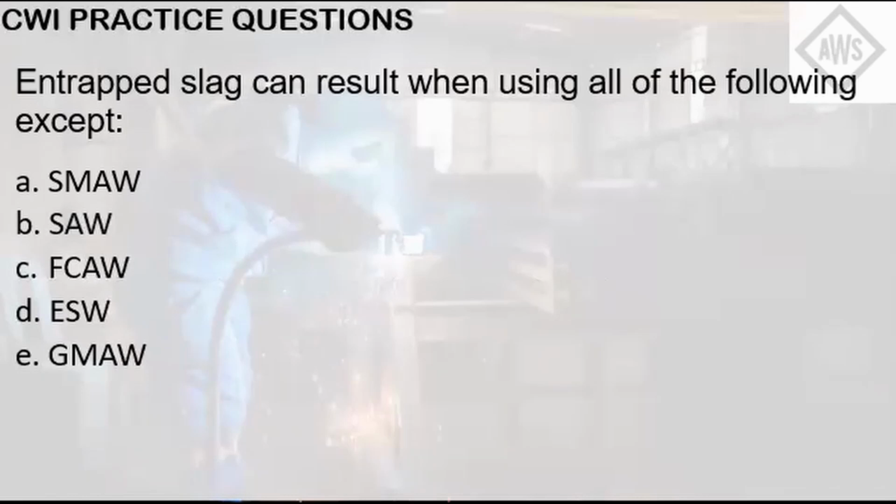Entrapped slag cannot be a result of GMAW because of the absence of flux. GMAW does not have flux. All of the processes here in the choices have flux in one form or the other. SMAW and FCAW have flux coating and flux core respectively. This flux produces slag. SAW has granulated flux that covers the weld pool. ESW is electroslag welding. There's slag on that process, of course. GMAW does not have flux or slag, hence the answer.